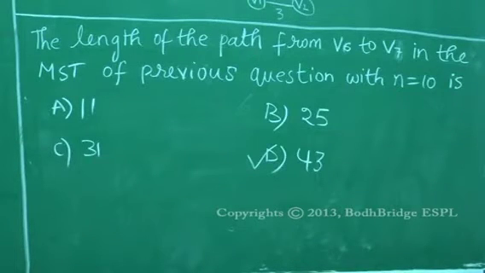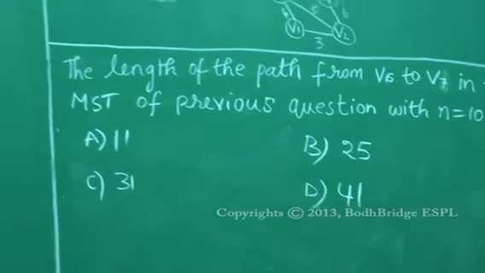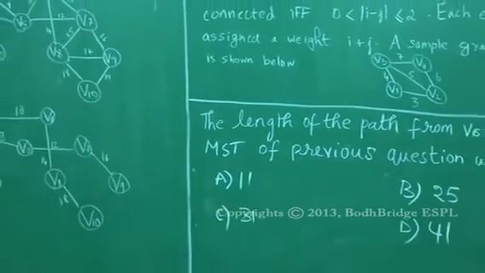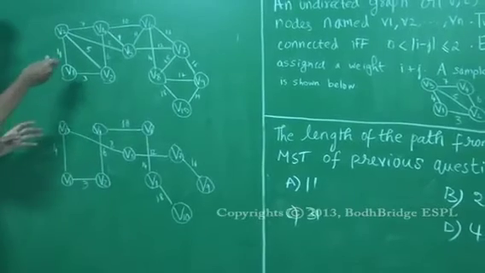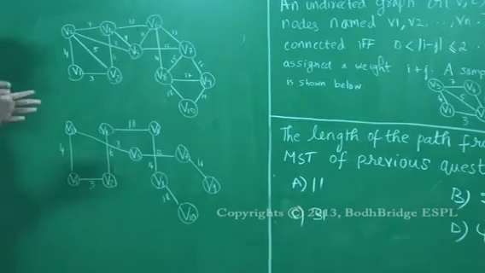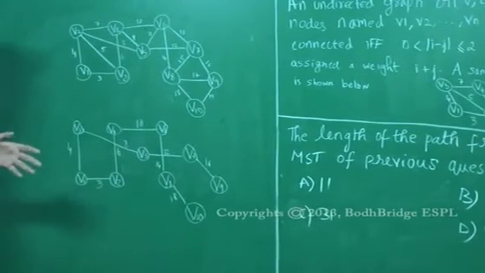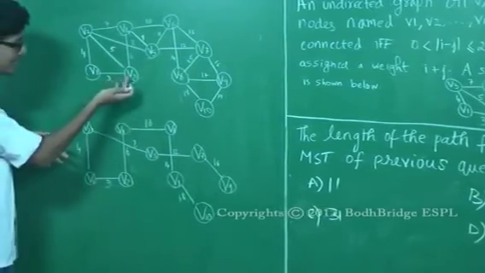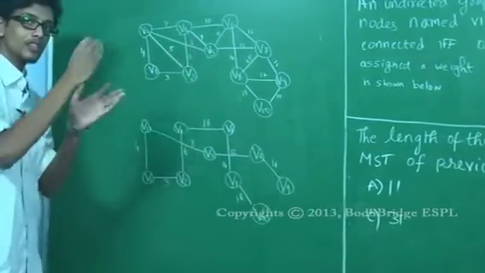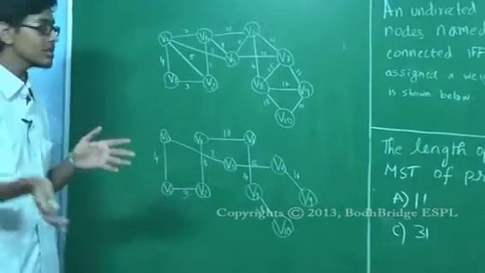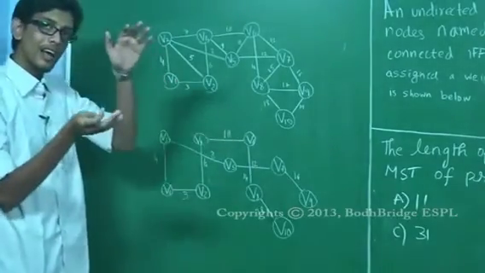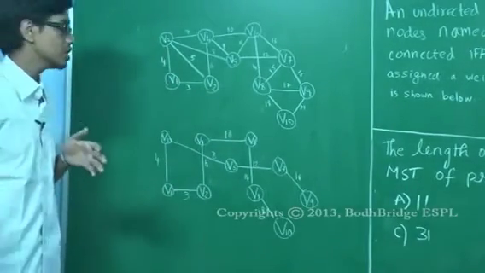The question is, the length of the path from V6 to V7 in the minimum spanning tree of the previous question with n equal to 10 is option A 11, option B 25, option C 31 and option D 43. Now for n equal to 10, we see that the graph is this. Basically the graph will have an edge between Vi and Vj if modulus of i minus j is less than or equal to 2. So basically, for example, if we take V5, it will be connected to V3, V4 and V6, V7 also. And the weights are i plus j for an edge between Vi and Vj.